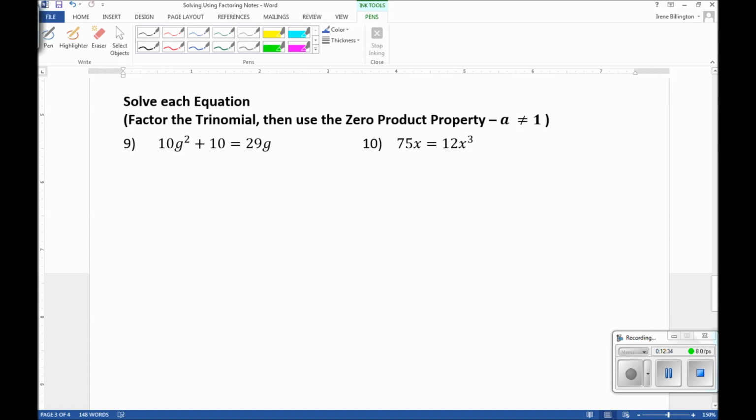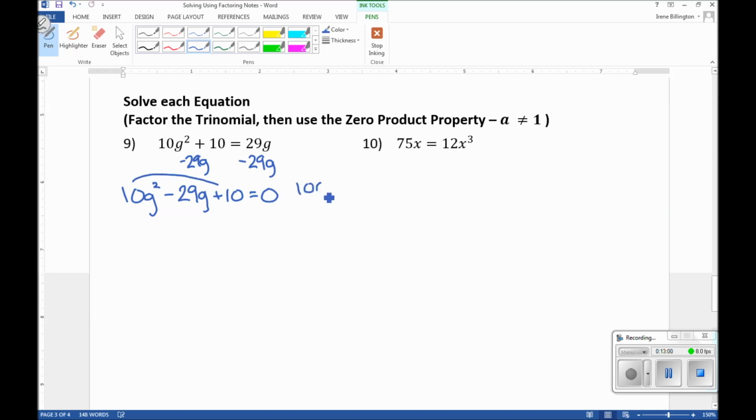Notice that on example 9, our a value is not 1. It's 10g squared. So that tells me, hey, I can't use my shortcut here. All right, so let's start by just making this equation equal to 0 by subtracting that 29g from each side. So I have 10g squared minus 29g plus 10 is equal to 0.